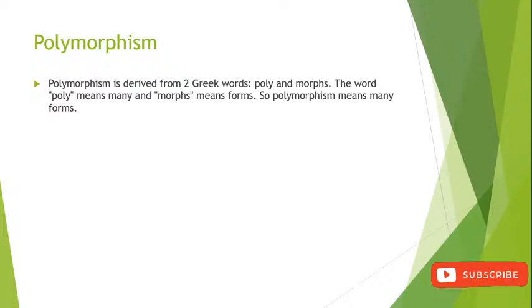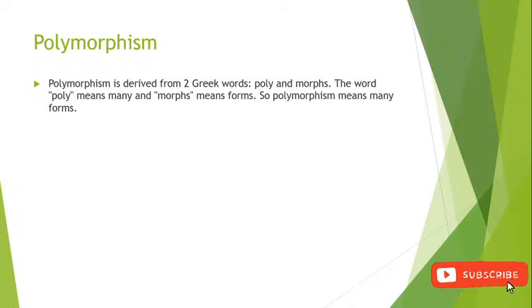This is a very easy concept. Inside the name we have two words, poly and morph. This is our fourth pillar. First we learned class, next the object, after that inheritance and its types, and after that we have the fourth pillar, polymorphism.